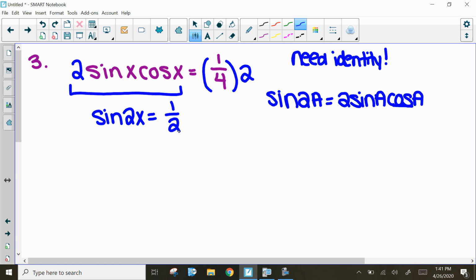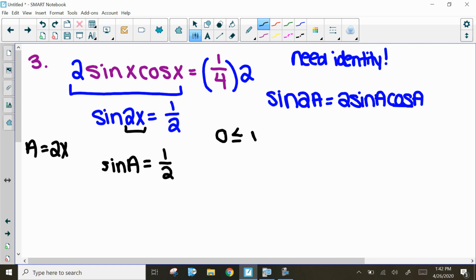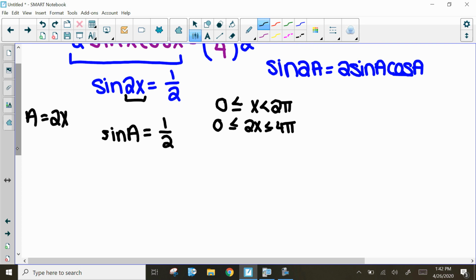This goes back to what we did in day 1 now. If I have an angle that's 2x, I'm going to substitute a. So I'll say a equals 2x. Sine of a is 1/2. And I know that this is going around the unit circle twice, right? Because I have that same restriction that I've had this entire unit that x is between 0 and 2 pi. So now if I multiply that by 2, I'm going to be between 0 and 4 pi. So 4 values most likely.